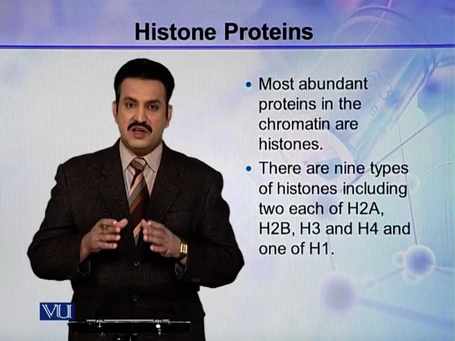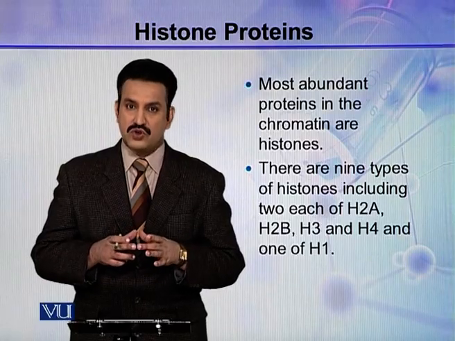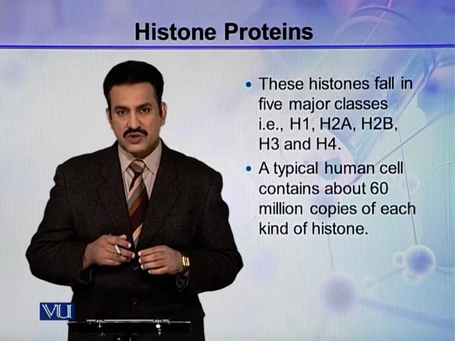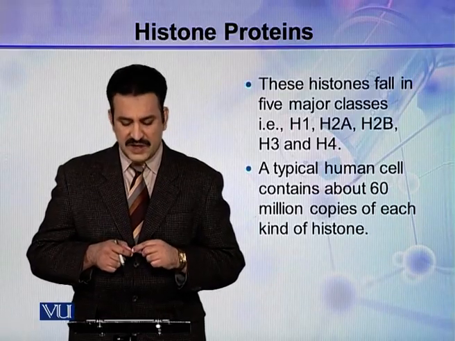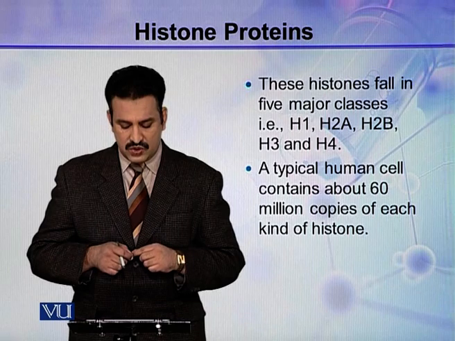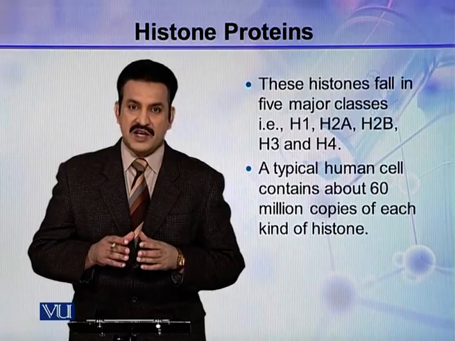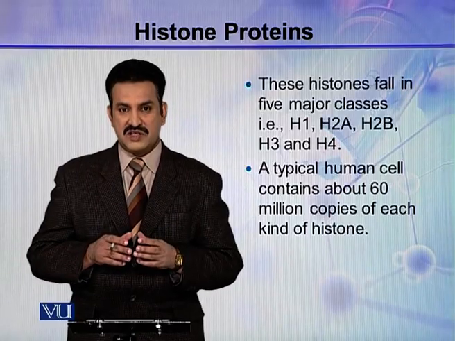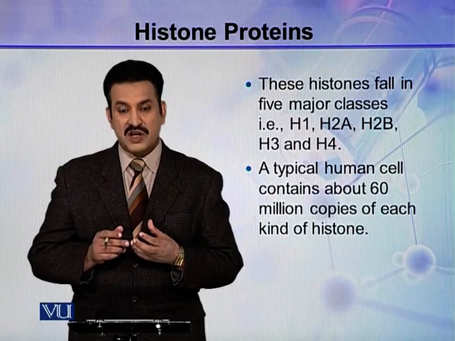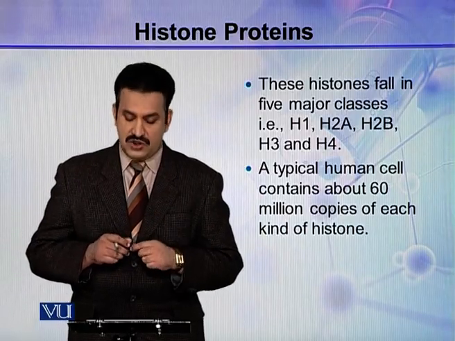So these are 9 molecules which are present in a single nucleosome. And actually, these nine molecules of histones fall in 5 major classes, and these 5 major classes are H1, H2A, H2B, H3, and H4. So these 5 types of histones are present in the chromatin, and these 5 types of proteins, which are 9 in number, are present in a single nucleosome.